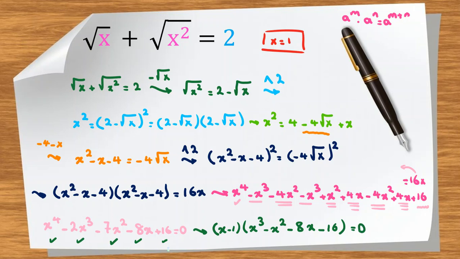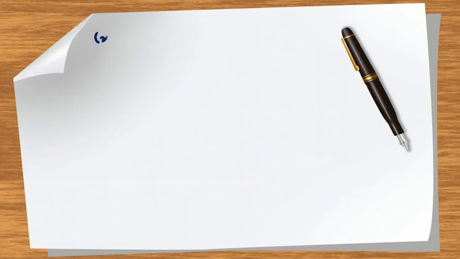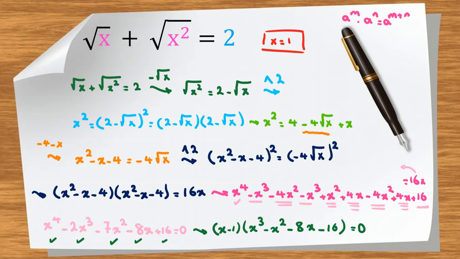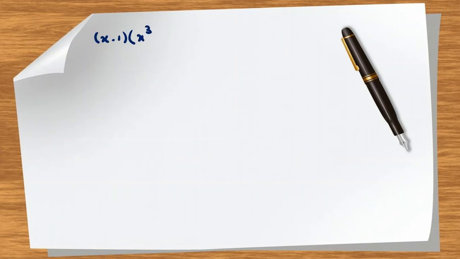Now let's rewrite it on the next page. x minus 1 times x cubed minus x squared minus 8x minus 16 equal to 0. Its degree 3 is still greater than 2, so we try to find at least one answer here. If we check, for example, x = 1, we will see 1 minus 1 minus 8 minus 16. It's not good. It's not 0.